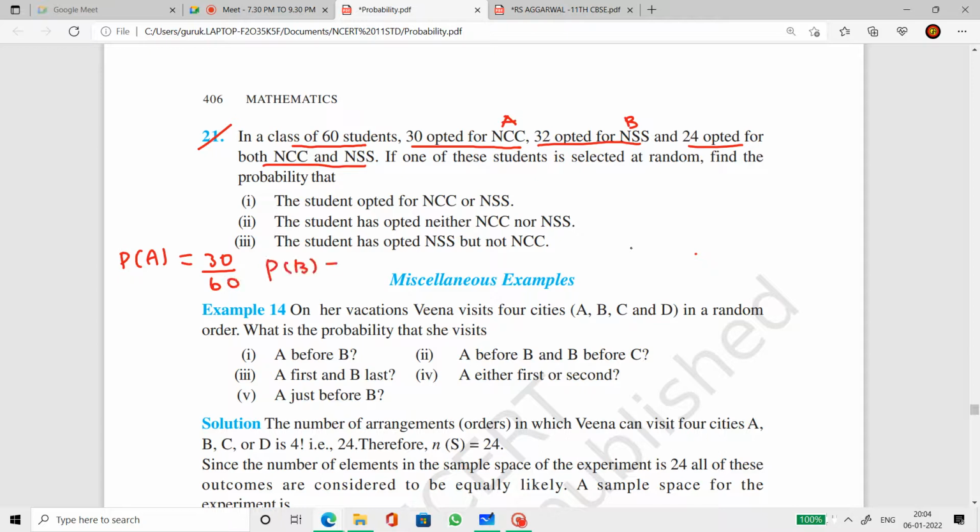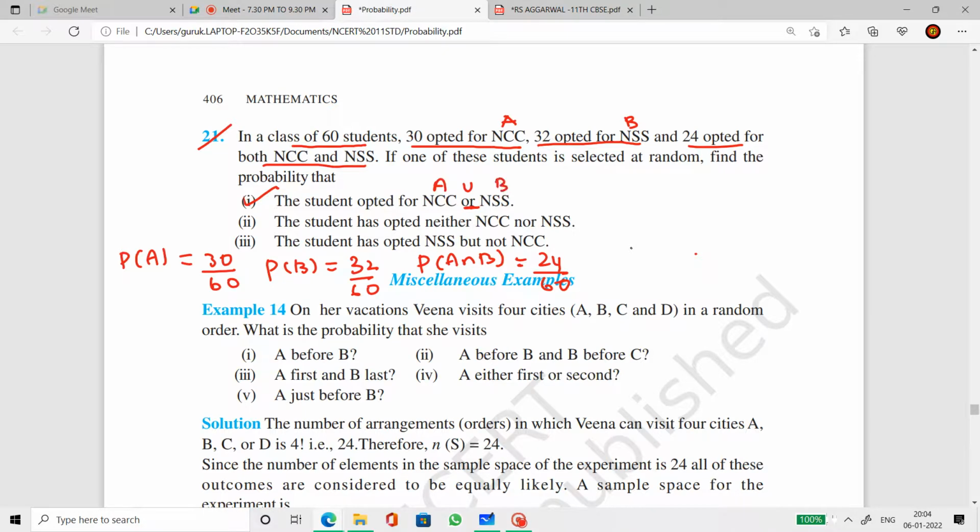P of B will be 32 by 60. And 24 opted for both. So that is P of A intersection B will be 24 by 60. If one of the students is selected at random, find the probability that the student opted for NCC or NSS, which is A union B.